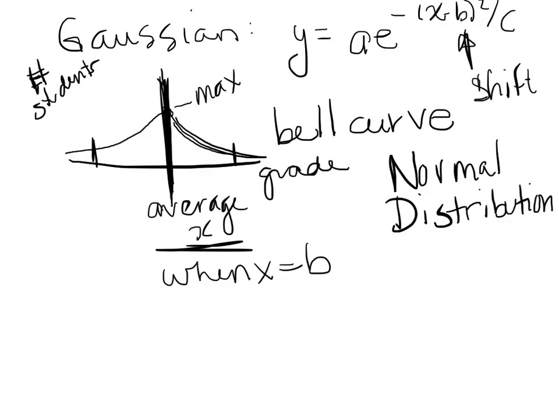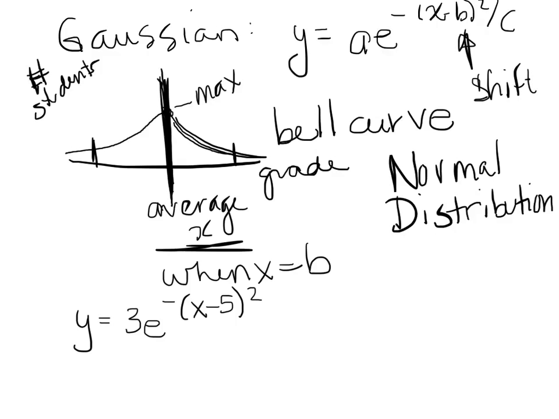So for example, here's a question I could ask you. y is equal to 3 e to the negative x minus 5 squared. Could you find the x and y value for the average of this function?